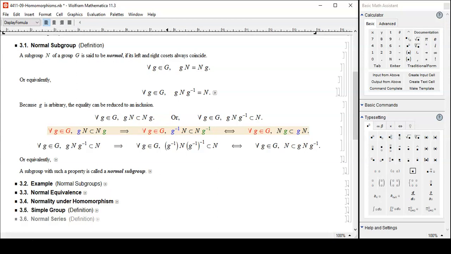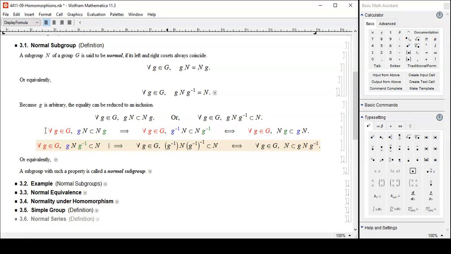Get the idea? Understanding it? Let's do it one more time. For arbitrary g of capital G, let's consider g and g inverse. g is blue and g inverse green for convenience. And let's suppose g n g inverse, the conjugation, is a subset of the original N.